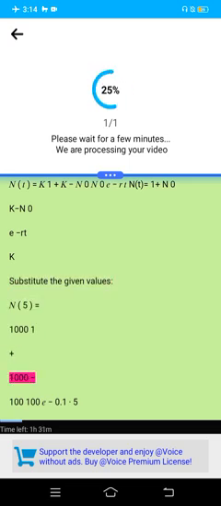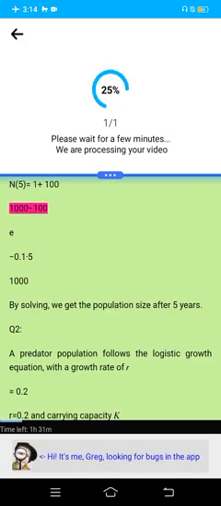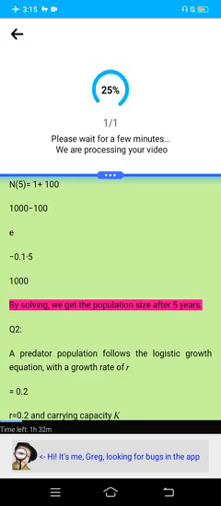N5 equals 1000 divided by 1 plus ((1000 minus 100) divided by 100) times e to the minus 0.1 times 5. Solving, we get the population size after 5 years.